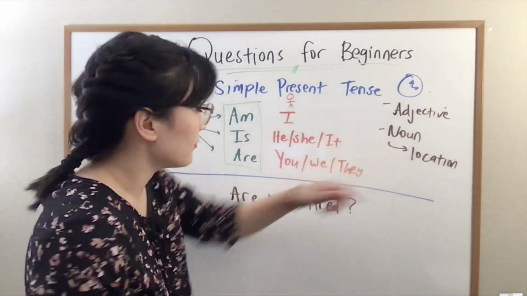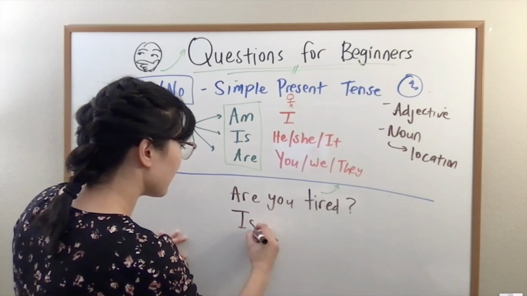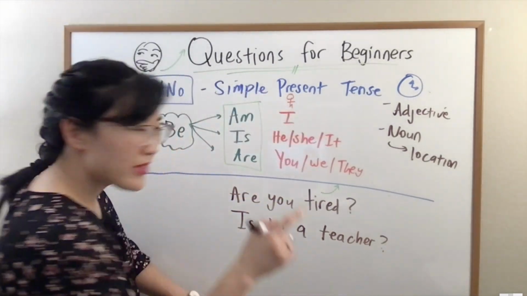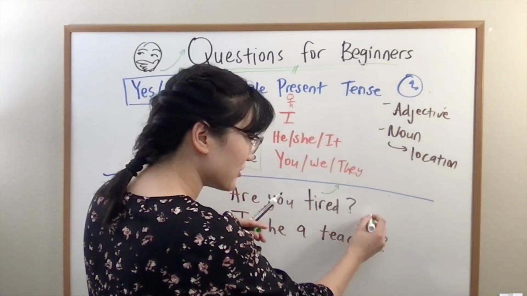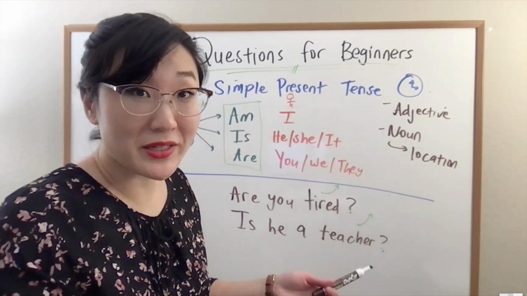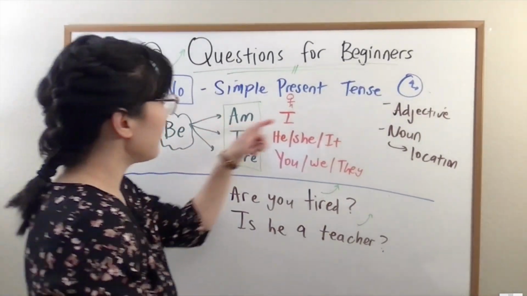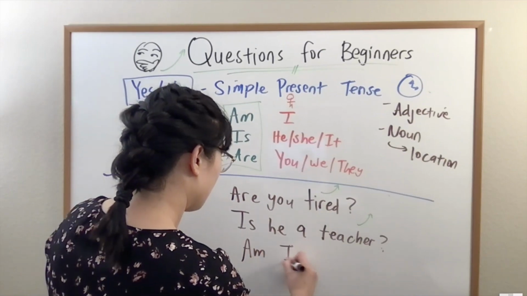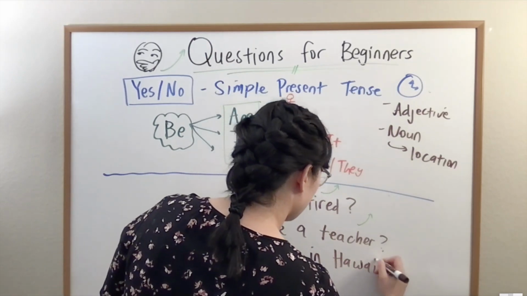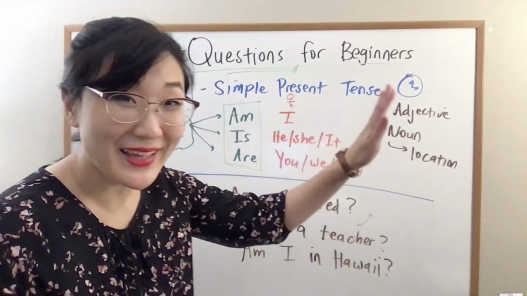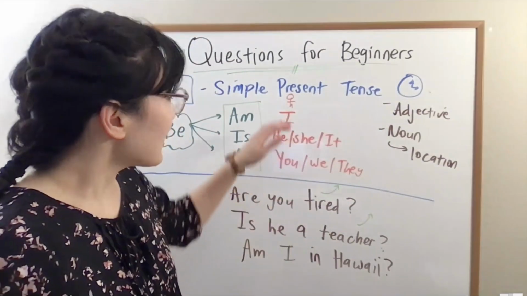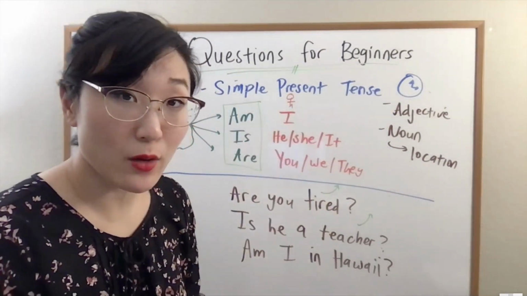Now, what about a noun? Is he a teacher? Oh, that man, is he a teacher or is he a student? I don't know. Is he a teacher or is he a student? And then let's do one more. Am I in Hawaii? Where am I? Am I in Hawaii? Am I in California? Am I in Canada? Where am I? So these are fast examples of yes and no questions.